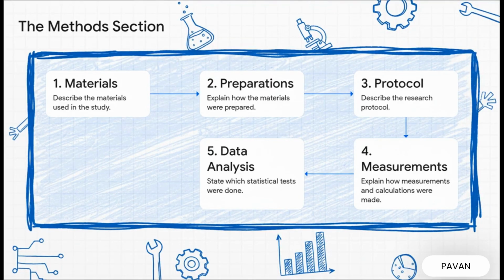And here it is. It's just a story, told in chronological order. It's that simple. You start with your ingredients, the materials. Then you talk about your prep work. After that comes the main event, the protocol, which you actually did. Then you explain how you measured everything. And you finish up by explaining how you crunched the numbers, the analysis. Let's look at each one.